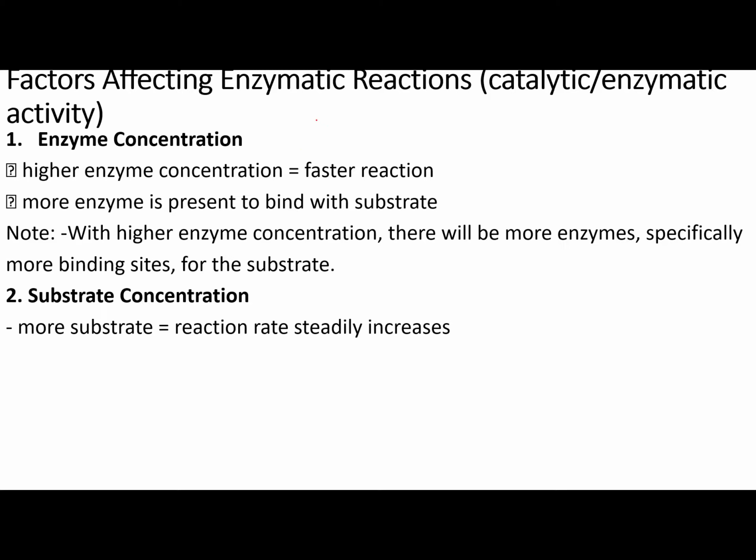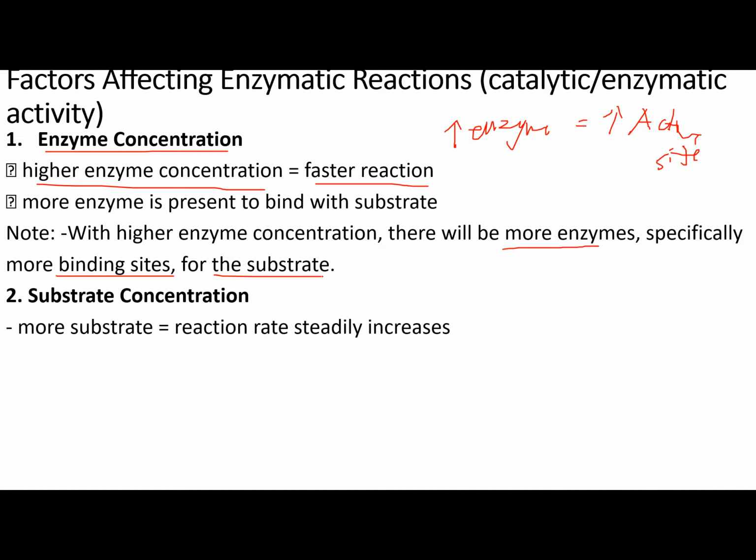So there are around 10 factors plus that you need to consider. The first one would be the enzyme concentration. If you have higher enzyme concentration, you would have a faster reaction. Meaning class, if you have more enzymes, you have more active sites. And because there are more active sites, substrates would be able to bind to more active sites. So with higher enzyme concentration, there would be more enzymes, specifically more binding sites for the substrate.